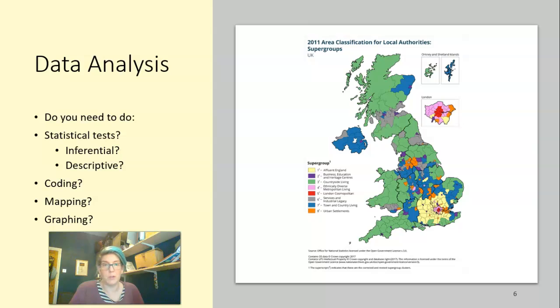So some of the questions you might want to ask yourself are, do you need to do statistical tests? Now, we're not going to be discussing statistics in this presentation, but there's an accompanying presentation you can look out for that. But are you thinking about producing inferential statistics, when you infer bigger patterns from the data that you've gathered, or descriptive statistics, when you describe the shape of the data that you've produced? Will you be using coding, which we just showed an example of on the previous slide, for transcripts or for documentary analysis or content analysis? Will you be producing maps? Will you be producing graphs, different shapes of graphs, pie charts, bar charts, that kind of thing?